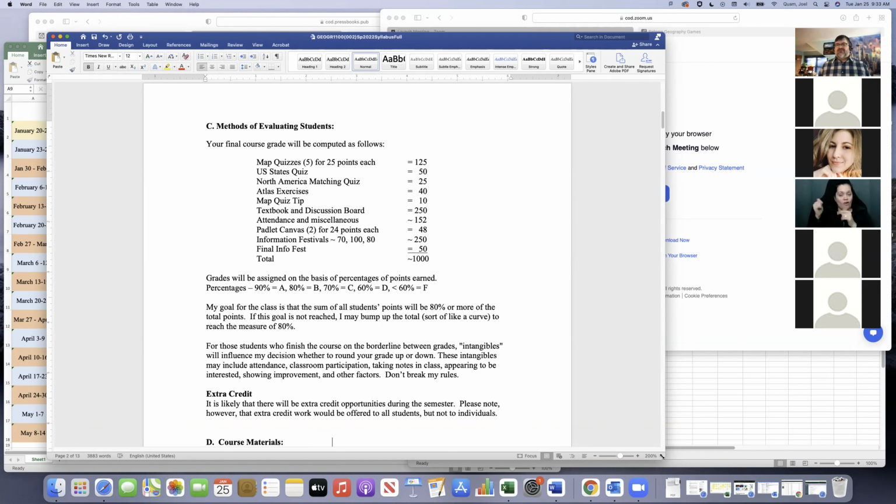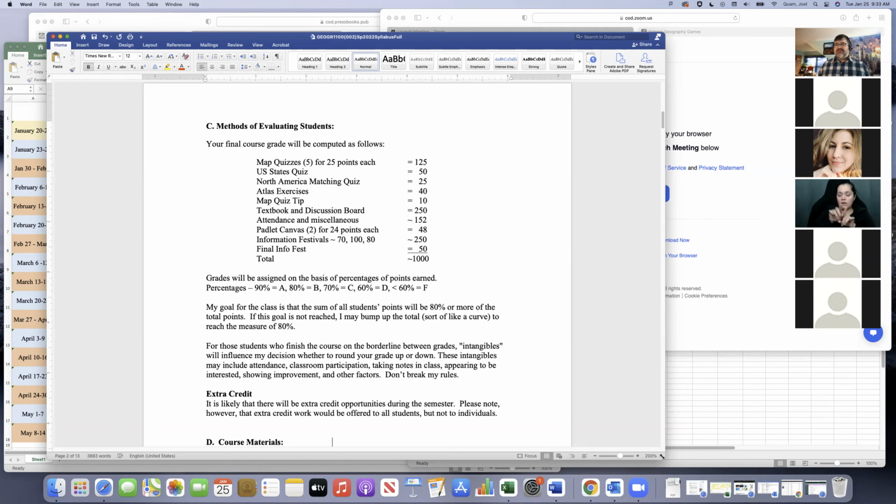As we're definitely going to see, geography is more than just map quizzes. But yes, we do need to know where places are. We certainly should know where our own country's places are. Therefore, there will also be a US states quiz for 50 points, the 50 states for 50 points. There are some other things in here.